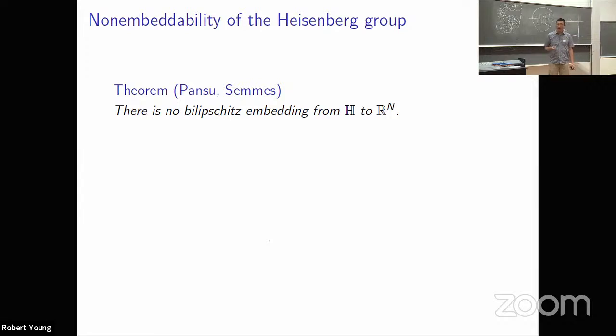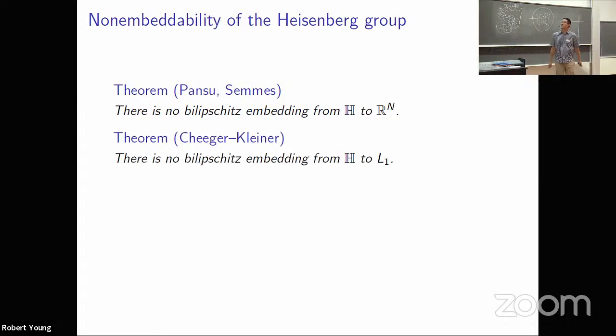This same argument, or an argument like it, works in a lot of Banach spaces. It works in Banach spaces with the Radon-Nikodym property because those have the differentiability property you need in order to do that. But it doesn't work in spaces without the Radon-Nikodym property. More recently, Cheeger and Kleiner extended this to one such space, to L1. They showed there's no bi-Lipschitz embedding from the Heisenberg group to L1.